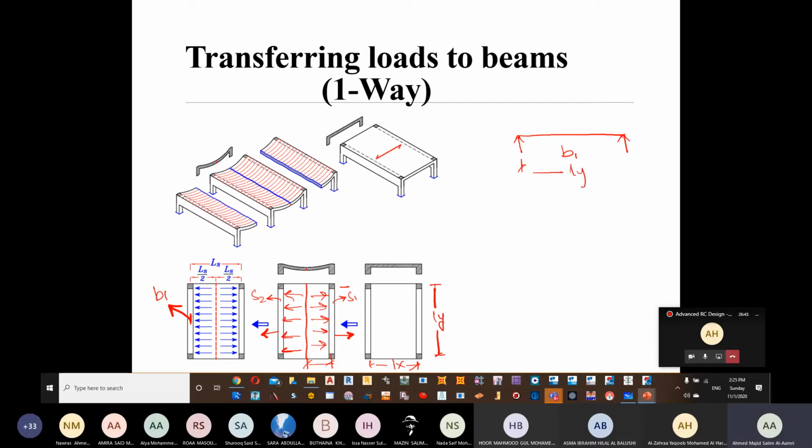You will see that the length of B1 is going to be Ly. Whatever length here is going to be the same as here. Now, what's the intensity of the load? The intensity of the load is going to be this portion. How much is the load?